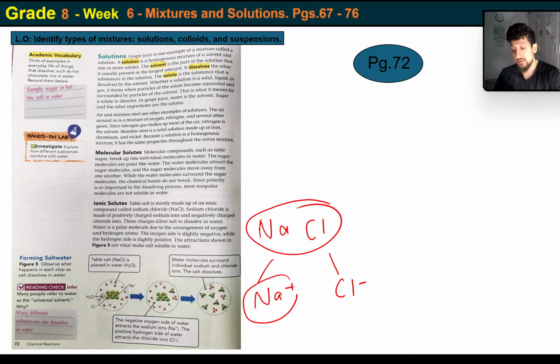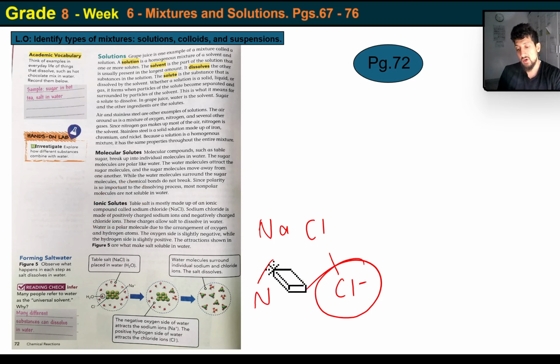But these ones will be attracted to the negative pole of the water, while these ones will be attracted to the positive pole of the water. Molecular compounds are different. Molecular compounds, the whole compound doesn't separate. And so it's held together with the water molecules using weak hydrogen bonds. You don't have to know about that. But with ionic solutes, the bonds are slightly stronger, and they break down into ions.